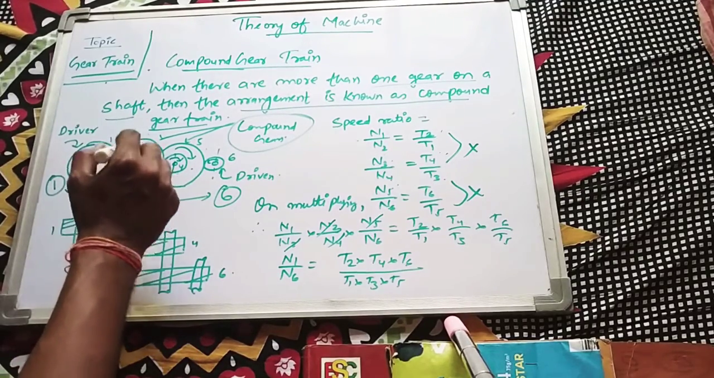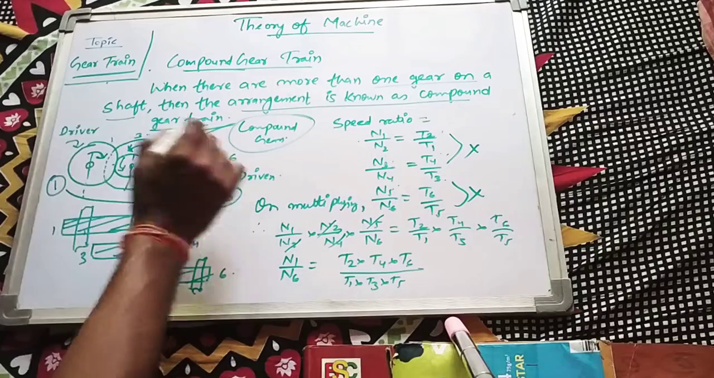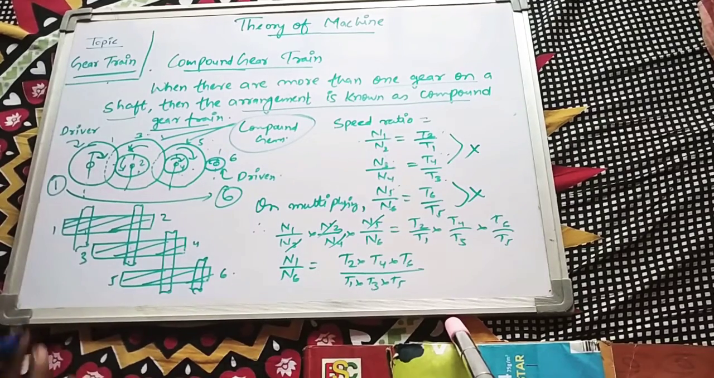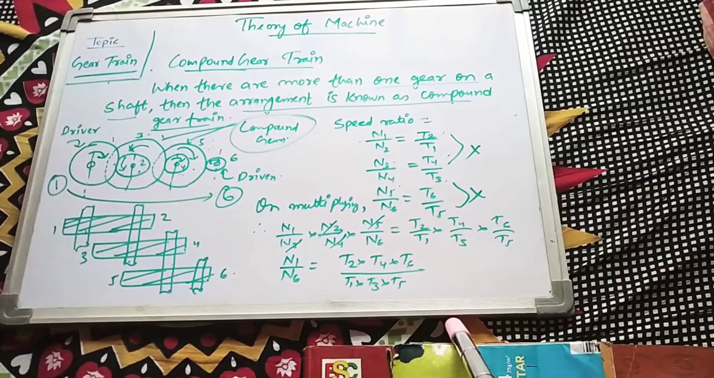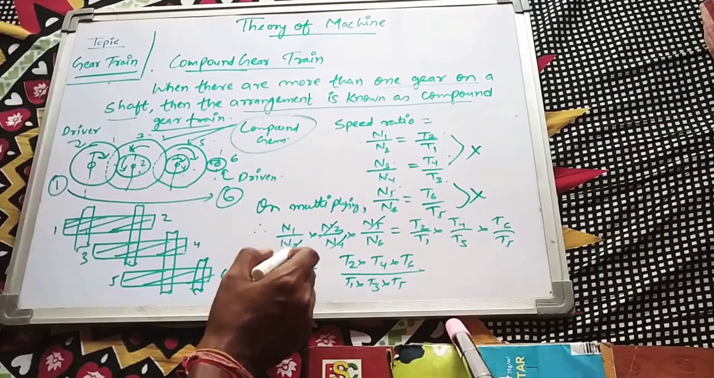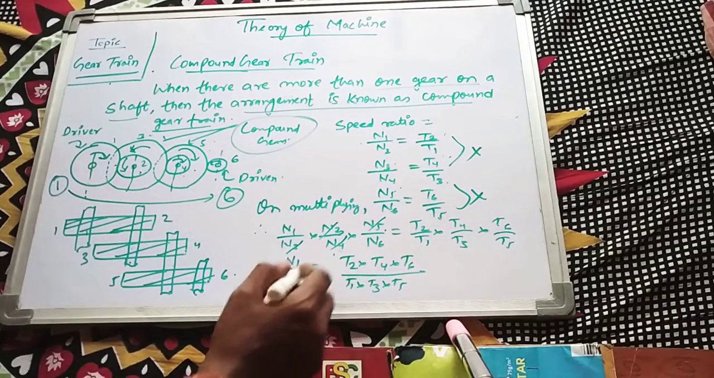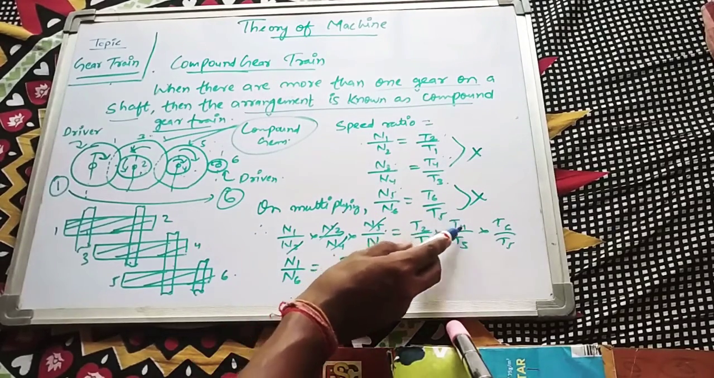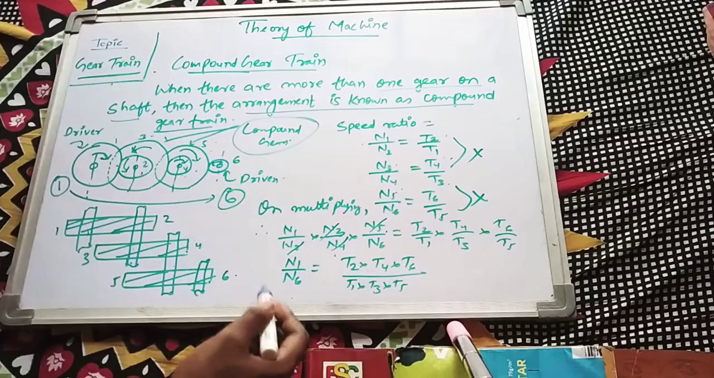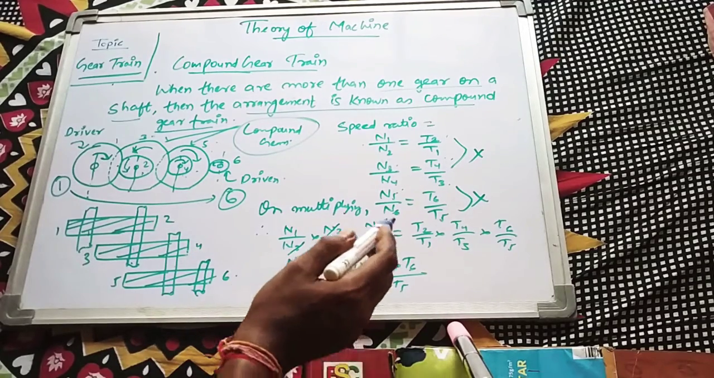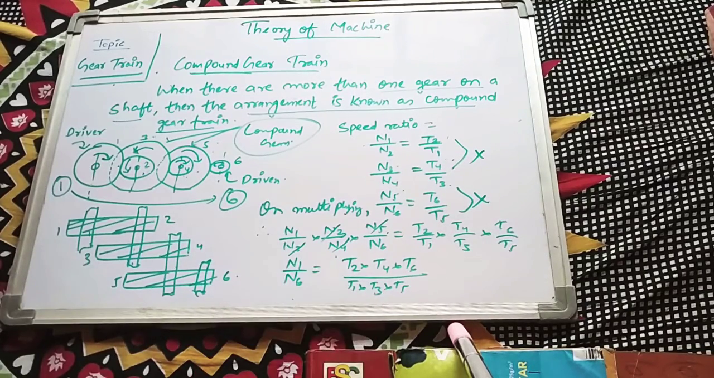Because gear 2 and gear 3 are mounted on a common shaft. Similarly, gear 4 and gear 5 are mounted on a common shaft. So if two gears or more than two gears are mounted on a common shaft, then the speed of these gears will be the same. That's why N2 and N3 will cancel each other and N4 and N5 will cancel each other. So upon solving, we get N1 by N6 equals T2 into T4 into T6 by T1 into T3 into T5. That is, the speed ratio is the product of teeth of driven gears to the product of teeth of driver gears.